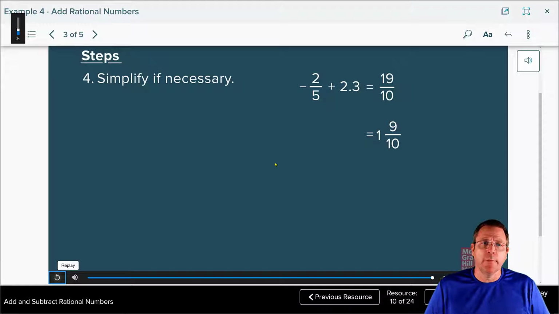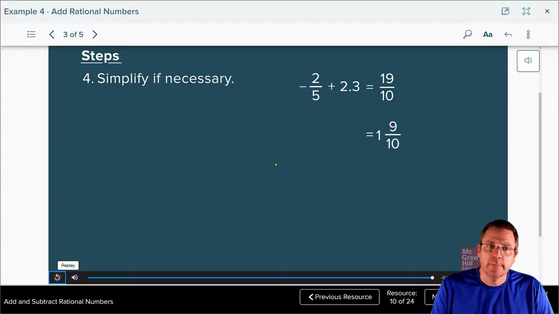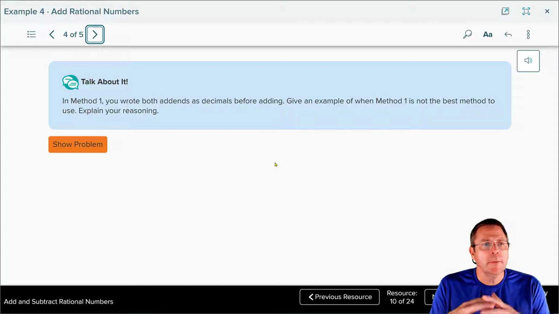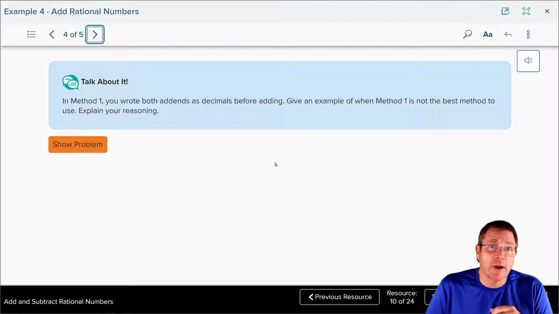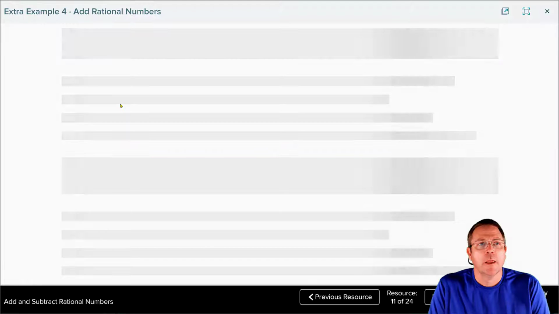Well, that looks pretty simple. Let's see what they have for us to do next. Looks like they're not going to make us work it, but they did give us a talk about it. It said in method 1 you wrote both addends as decimals before adding. Give an example when method 1 is not the best method to use and explain your reasoning. How about when you have a repeating decimal value or a non-terminating decimal value? Then you really want to work them as fractions because fractions are more precise, and I'm going to tell you all year long, fractions are your friends.